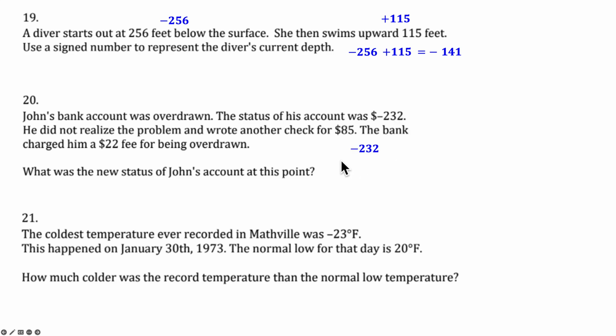Well, you start with a negative 232. The check is taking money out of his account, so that's a negative. And the bank is going to charge him another fee, so that's a minus 22. So my answer is negative because they're all negatives, and we just add up all the numbers together. So let's see, 232 plus 85, that's going to be 317. 317 plus 22 is 339, so he has, oh, that poor guy, he's got a negative $339 in the bank.